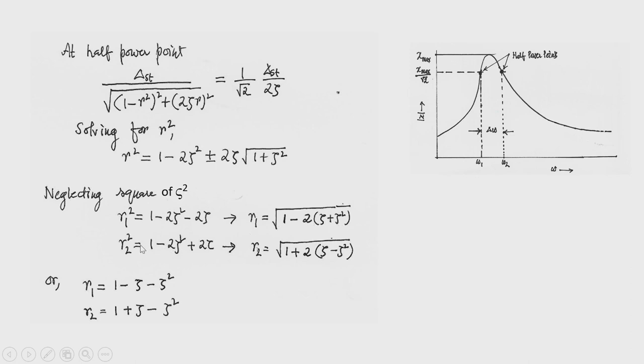And the other frequency ratio, the upper one, is r 2 square equal to 1 minus 2 xi square plus 2 xi, which gives r 2 equal to root over 1 plus 2 xi minus xi square. Now, this expression inside the square root can be written as 1 plus or minus something raised to the power half, and this can be expanded by binomial theorem, neglecting the higher order terms and retaining only the first term. We can now write r 1 equal to 1 minus xi minus xi square and r 2 equal to 1 plus xi minus xi square. So, these two frequency ratios are obtained.